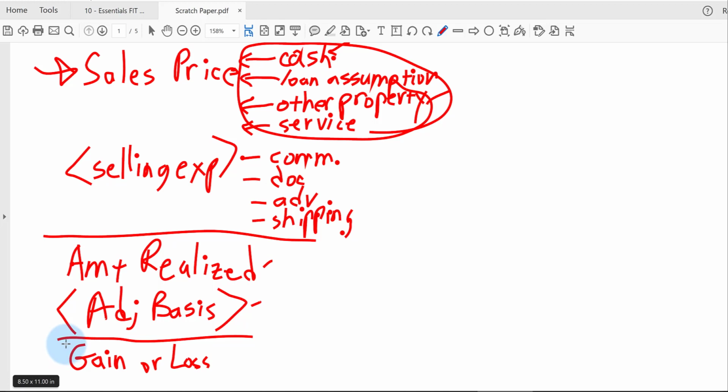The general rule for gain is gains are taxable unless specifically excluded, treated tax-free by the law. Okay, so that's the general rule, yeah? Gains are taxable, losses not deductible unless otherwise provided by the tax law. So this is what we're figuring out here in chapter 10. But the main focus, and again we'll save this for the part 2 video, is to figure out this adjusted basis.